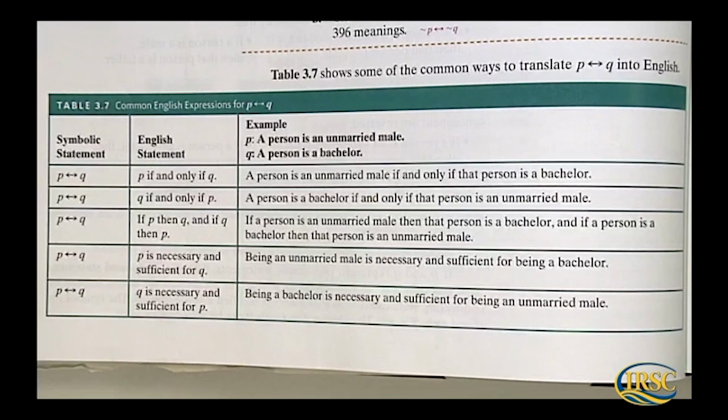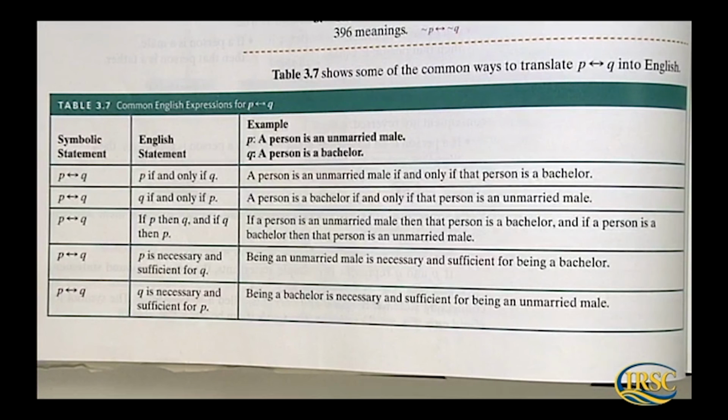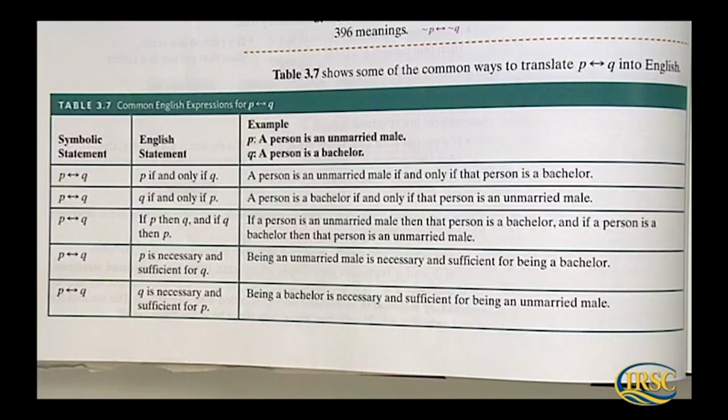So the example they gave you here is P stands for a person is an unmarried male and Q stands for a person is a bachelor. So looking at that third row there, if a person is an unmarried male, then that person is a bachelor, and if the person is a bachelor, then that person is an unmarried male. So we just wrote the whole thing from left to right, put in the word and then reverse the if-then from right to left. That's what an if and only if means, is that both sides have to work, both conditions have to be met for it to be true.